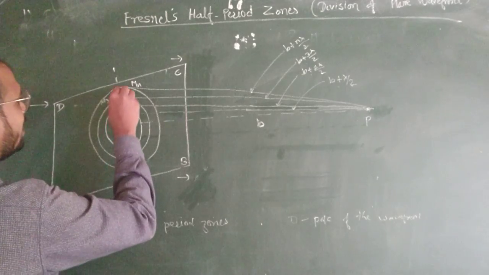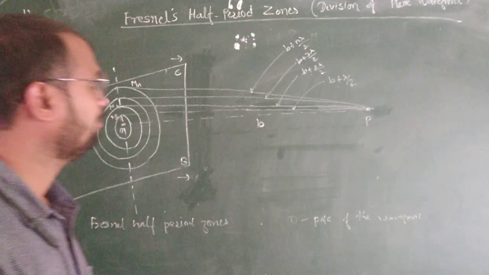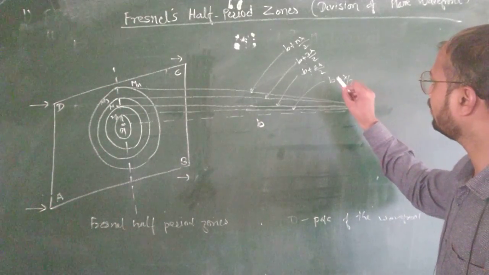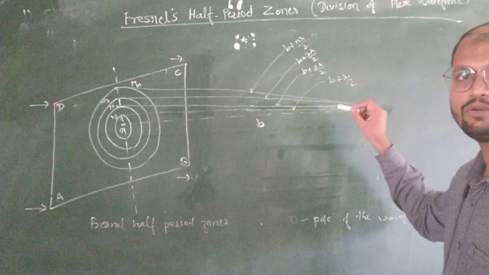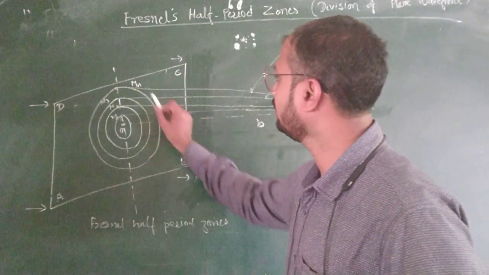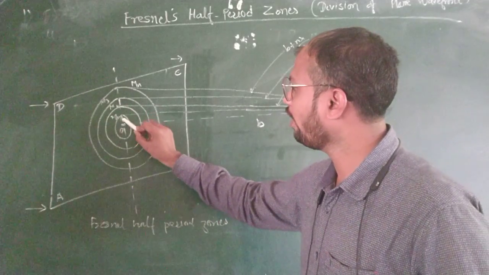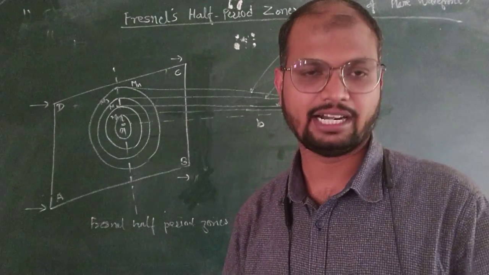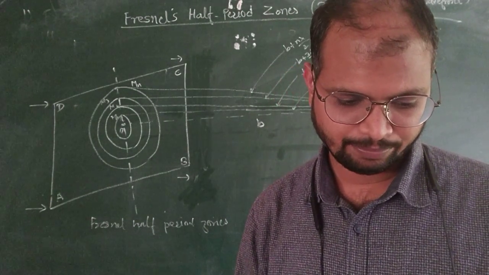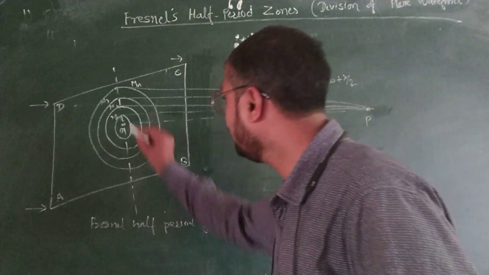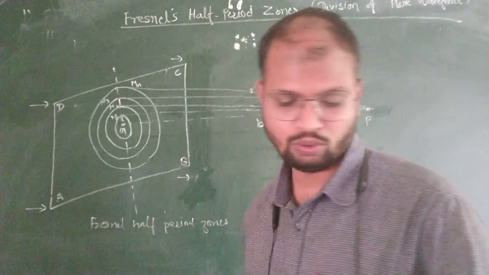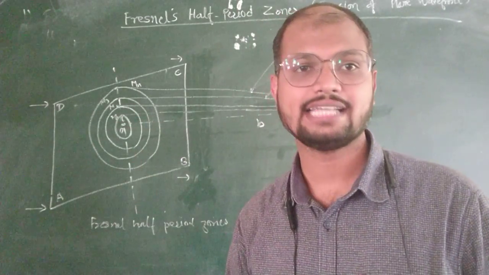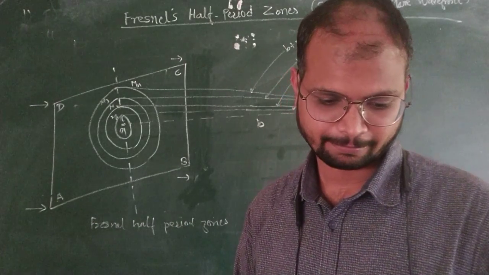OM2, OM3, up to OMN. Means we consider P as a center and radii b plus lambda by 2, b plus twice lambda by 2, and a circular sphere we can draw. Then this wavefront is cut into OM1 radii, OM2 radii, OM3 radii, OMN radii, and so on. On the wavefront, these circular zones are called half period zones.